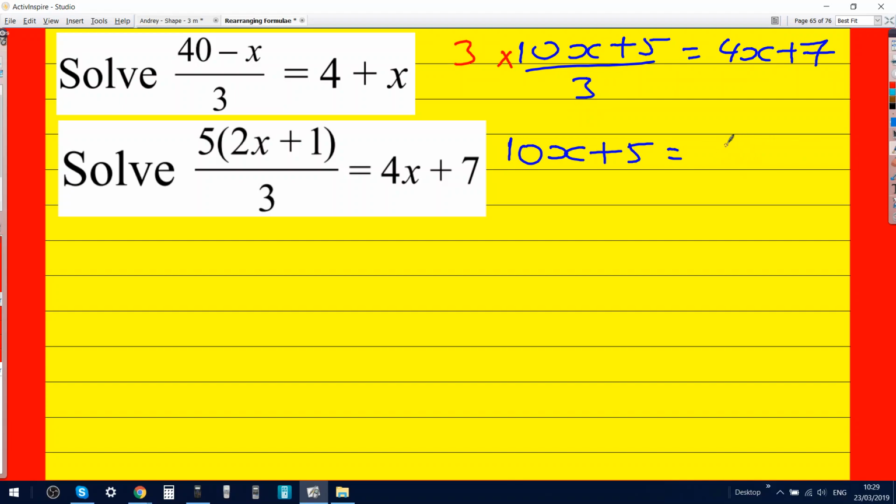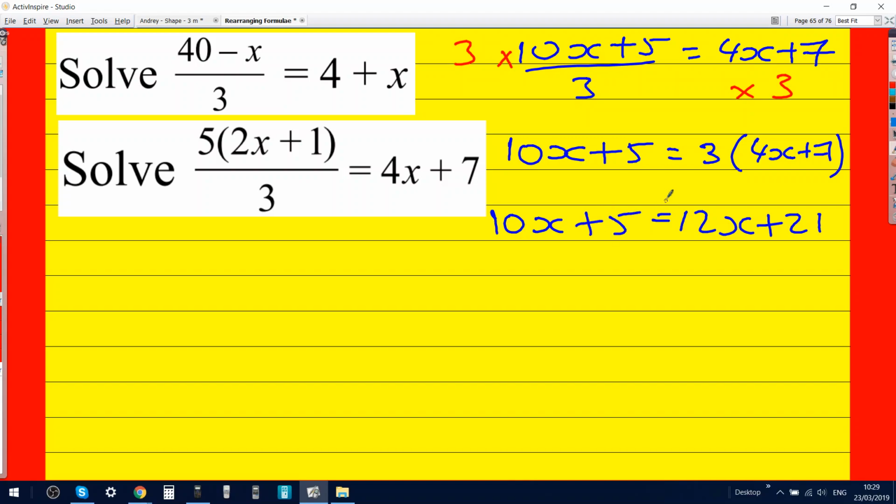What is on the right side? 4x plus 7. You times both sides by 3 to get both sides equal. So it'd be 12x plus 21. Yes, and in general, you times it by 3, that's what it looks like. So that's 12x plus 21. What's next? And then you would have to eliminate the 10x, so it'd be 5 equals 2x plus 21.